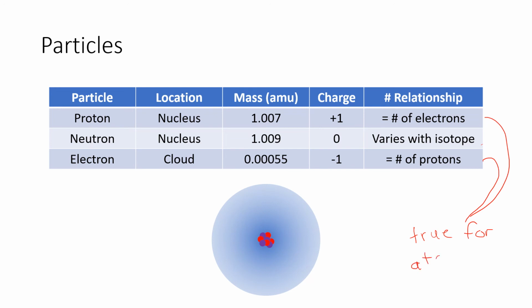In the next chapter, we're going to look at ions, and that relationship will no longer be true for ions, which are charged versions of the atoms. But as long as we're talking about neutral atoms, the number of protons and the number of electrons will be the same. And then the number of neutrons will change depending on which isotope we are looking at.